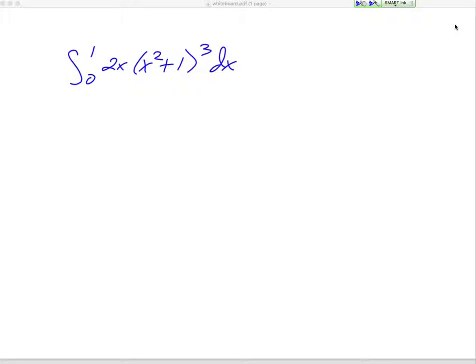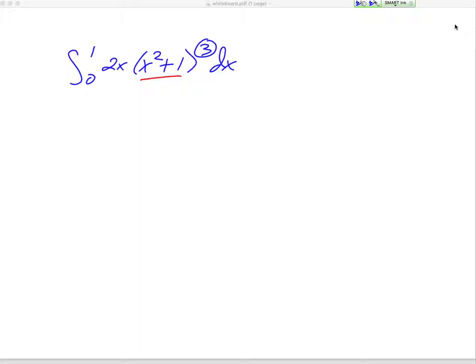So Josh, what's the inside function? The x squared plus 1 is my inside function. And what's the outside function? The cube. The cube is my outside function. And then that's your derivative. The other part is going to be the derivative.